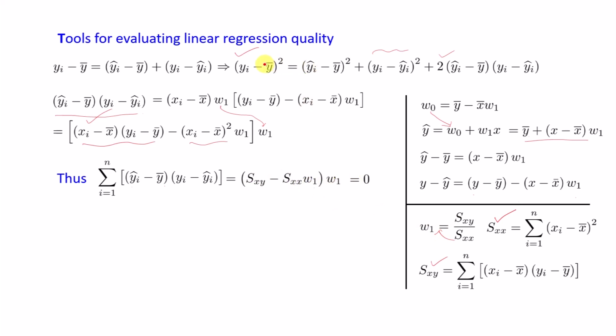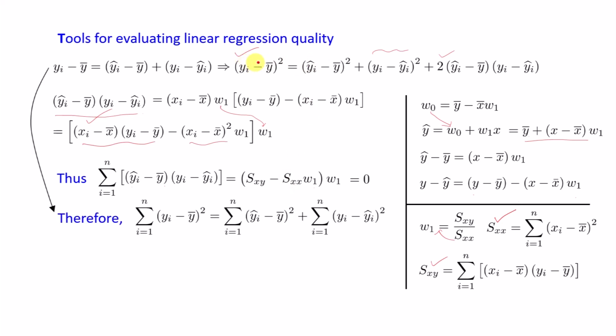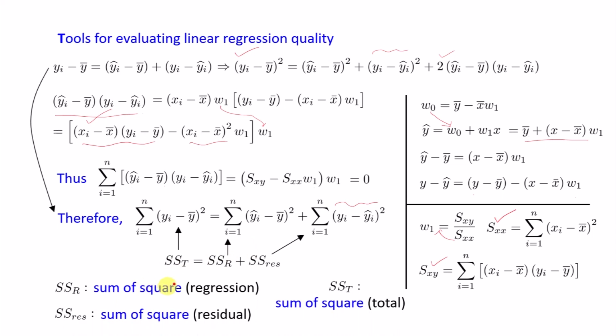Now if I see this expression here, summing up both sides, because the sum of this cross term is 0, I can clearly say the sum of yi minus y bar whole square is equal to the sum of y hat minus y bar whole square plus yi minus y hat whole square. This is the part we are interested in, the residual squared. I take this first summation as the sum of square total.